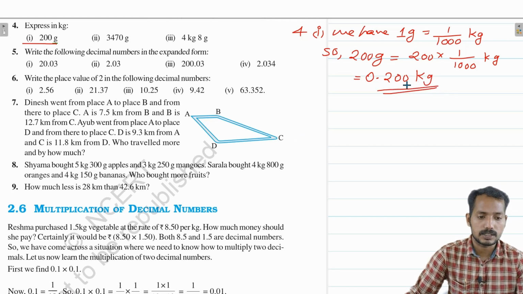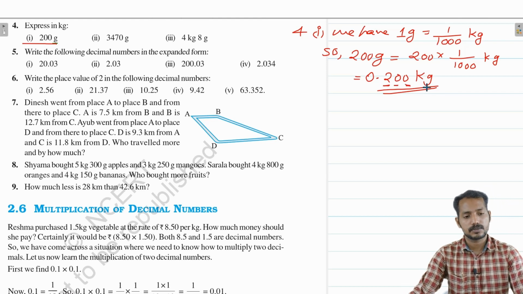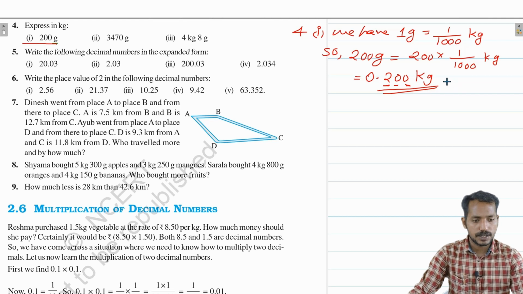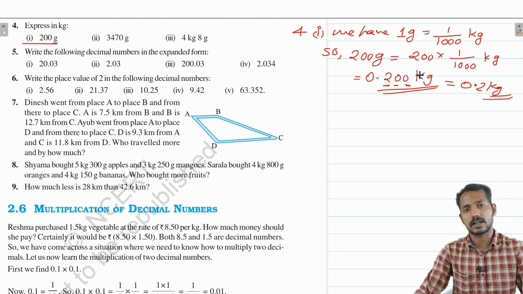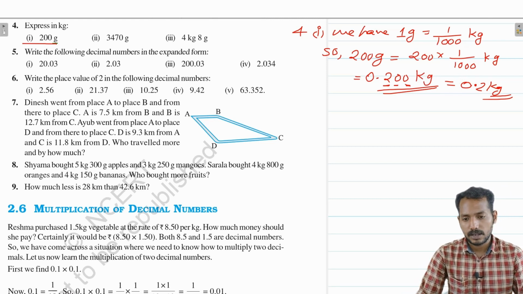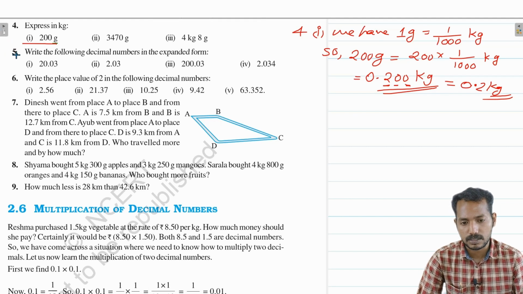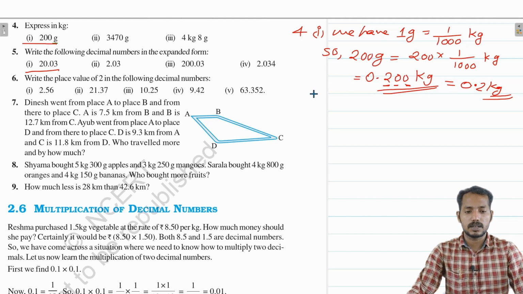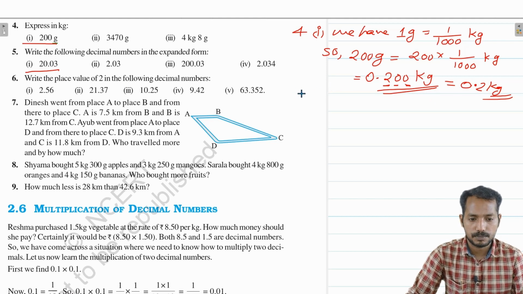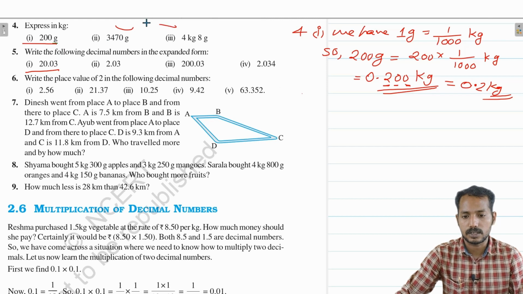See here, this is 1000th place, 100th place and 10th place. Clear? No doubt. We can also write like this, 0.2, because after the decimal point, if the 0 comes at last, the 0 does not represent any value, so we can also write like this. Clear? Next question is, write the following decimal numbers in the expanded form. Very simple. Other options, try yourself. Okay, option 2 and 3.